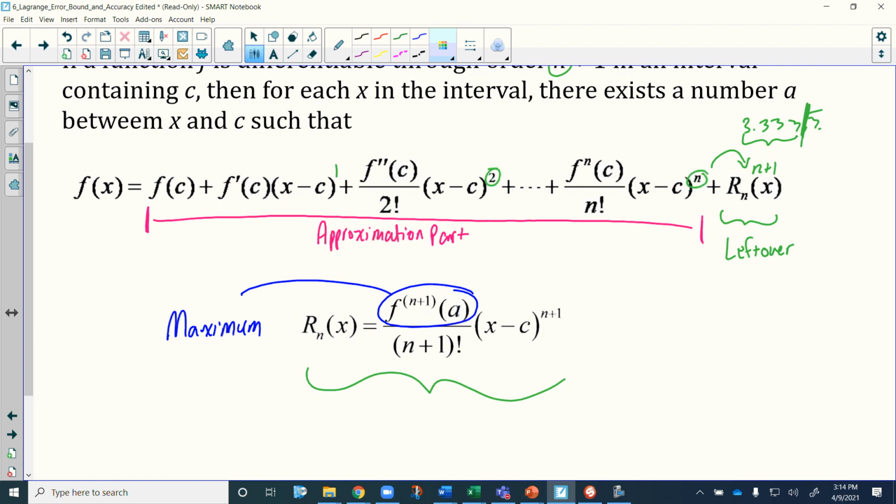And that is going to represent the maximum, which we just use a capital letter M in this case to represent the maximum. But that's the expression that we get according to Taylor's theorem.